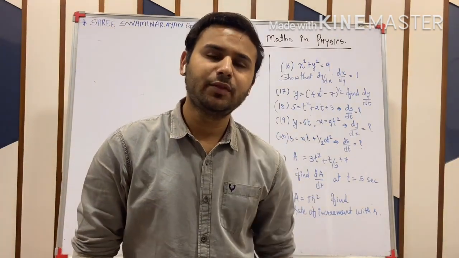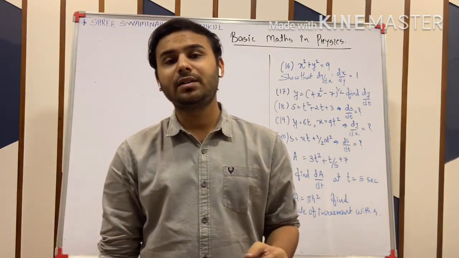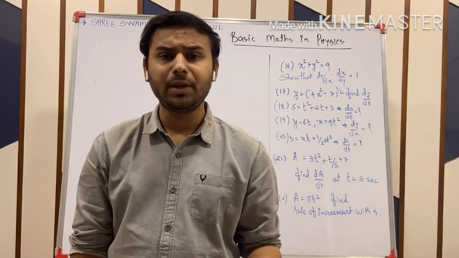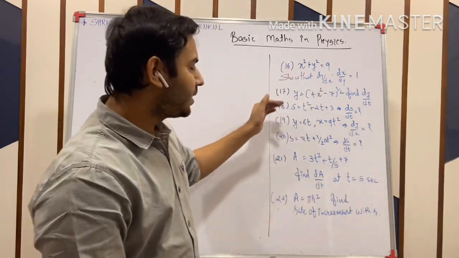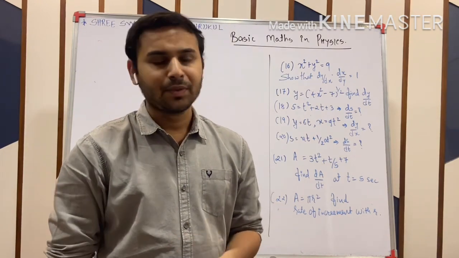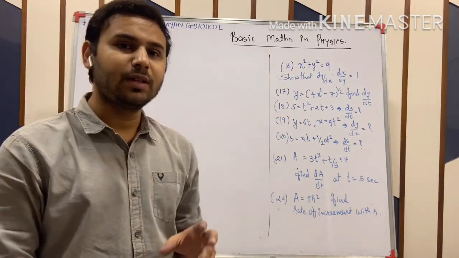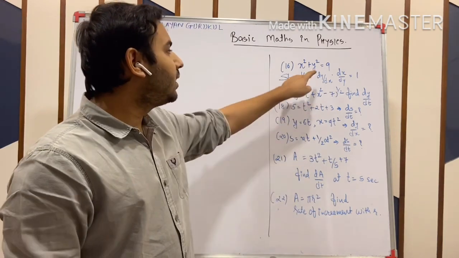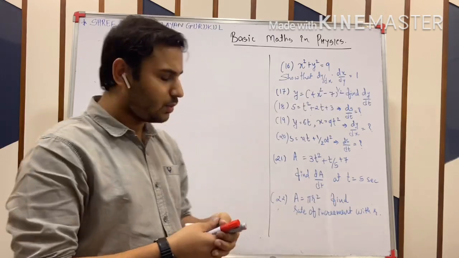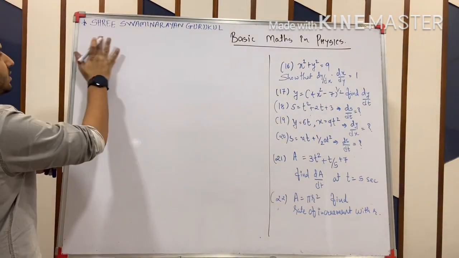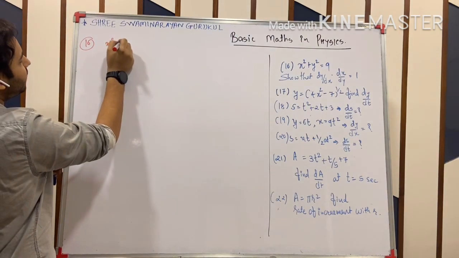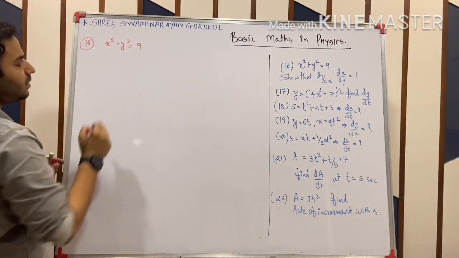So I have written a few questions over here which are based on the differentiation which we learnt up to this moment, right? These are basically the questions which we are going to face in our next chapters. So first is x square plus y square is 9. Show that dy by dx into dx by dy is equal to 1. Let me write the question. The 16th question is this: x square plus y square is equal to 9.